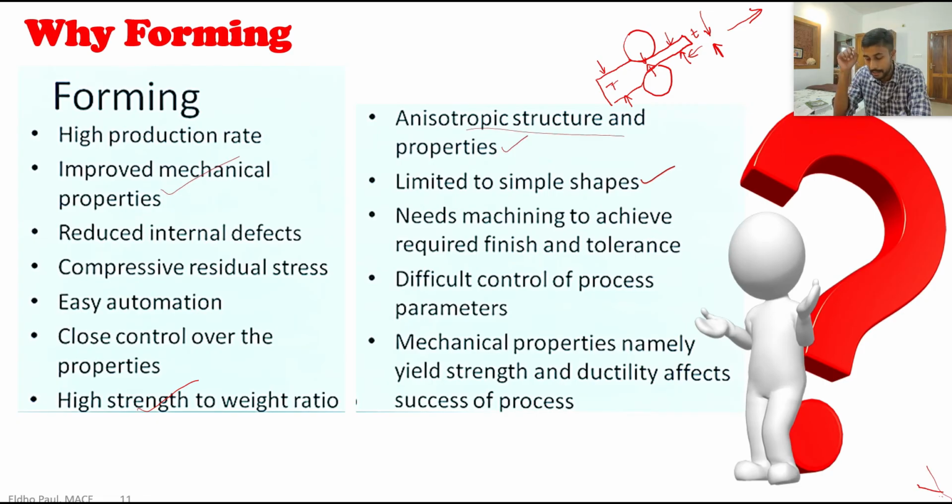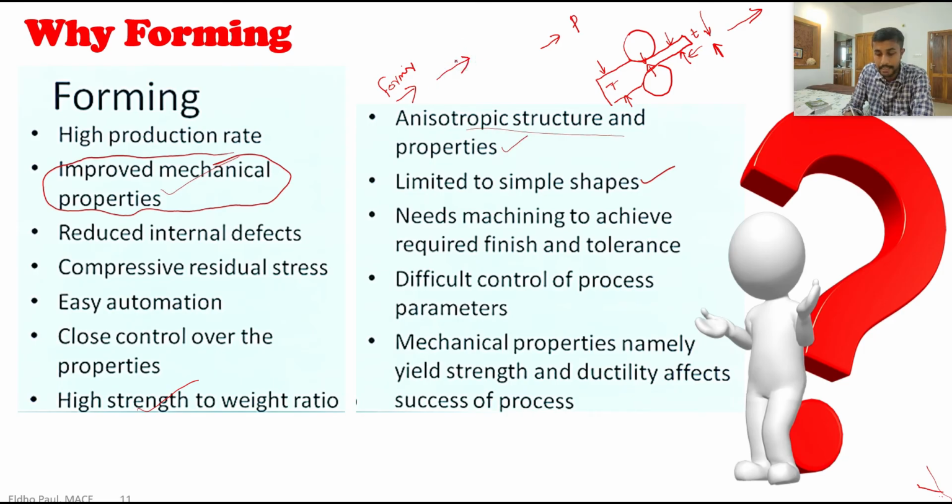Mechanical properties, namely yield strength and ductility, affect the success of the process. That is very important. For example, we have a particular product, and then we do some forming operations. At the end of the forming operations, the strength is increased and the ductility may be decreased. This strength improvement and ductility decrease may affect the next process, which may be another forming operation or a machining operation. So the next process may be affected because of the high strength and low ductility.